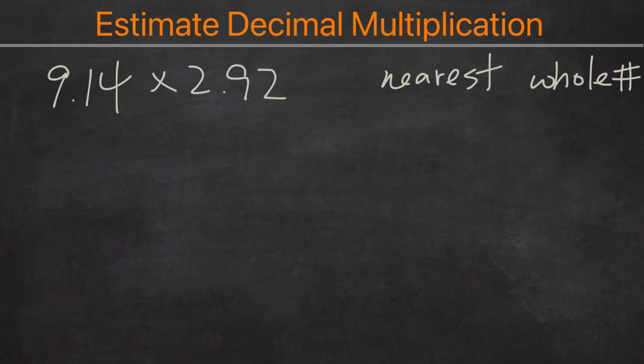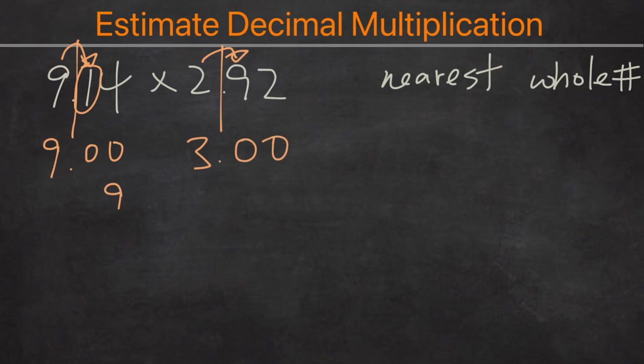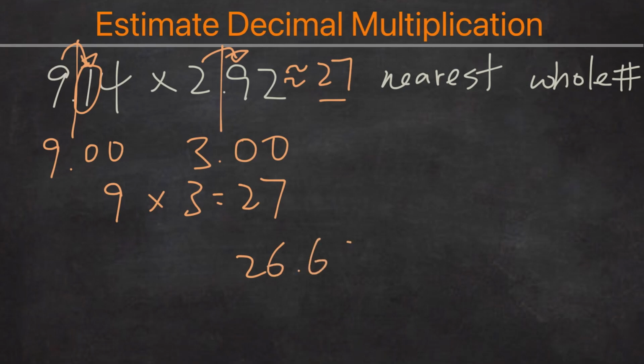So 9.14 times 2.92, rounding to the whole number. 1, we will let it rest. 9, we will raise the score. So take 9 times 3, 27. And so the approximate value is 27. And by multiplying the actual numbers of 9.14 and 2.92, we will get 26.69. So we are very close on this one. And 27 is a good estimate for this problem.